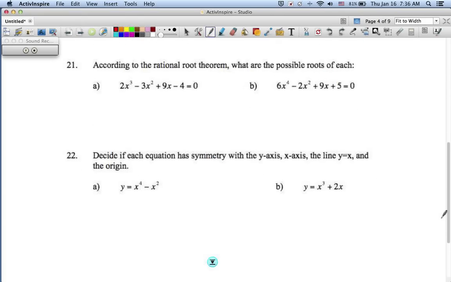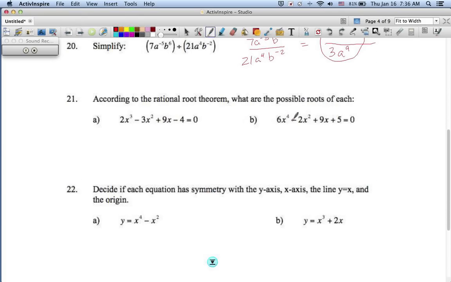According to the rational root theorem, what are the possible roots of each? Well, factors of 4 divided by factors of 2. So plus and minus 1, plus and minus 2, plus and minus 4, divided by factors of 2, plus and minus 1, plus and minus 2. Okay, but those are just the factors of. The possible rational roots actually come from finding out what those ratios are.